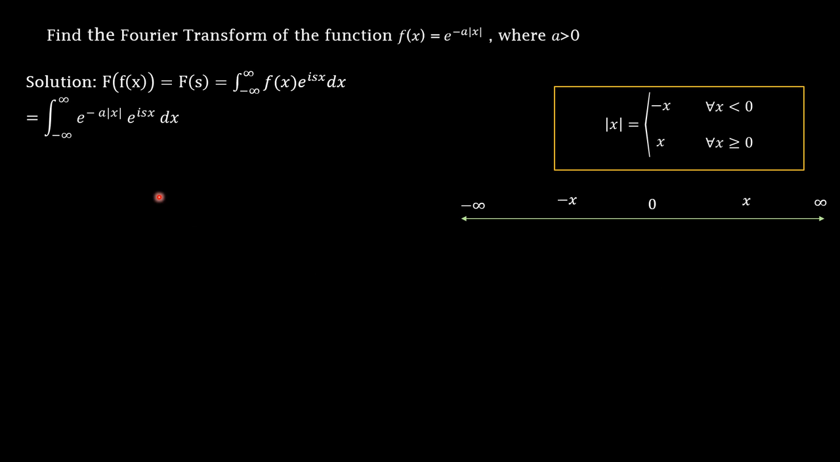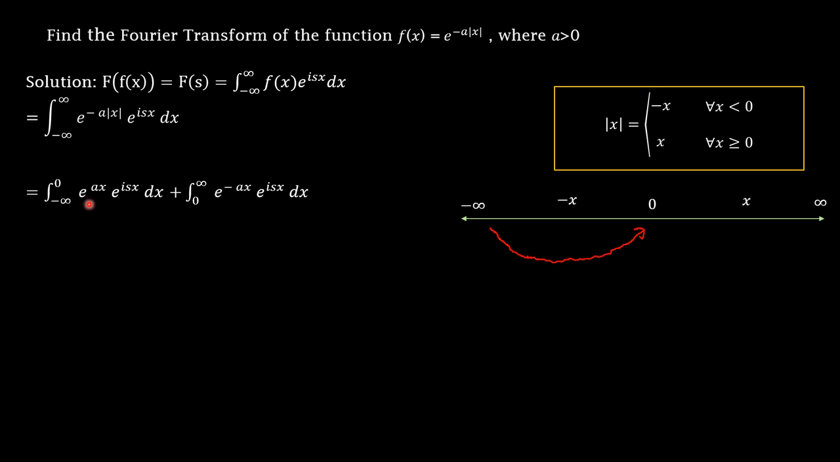So I am going to split the integral from minus infinity to infinity as the sum of the integral from minus infinity to 0 and 0 to infinity. So the above integral changes to the form: integration minus infinity to 0. What is your modulus function in the region minus infinity to 0? It is minus x. So replace your mod x by minus x. So minus into minus, it is plus.